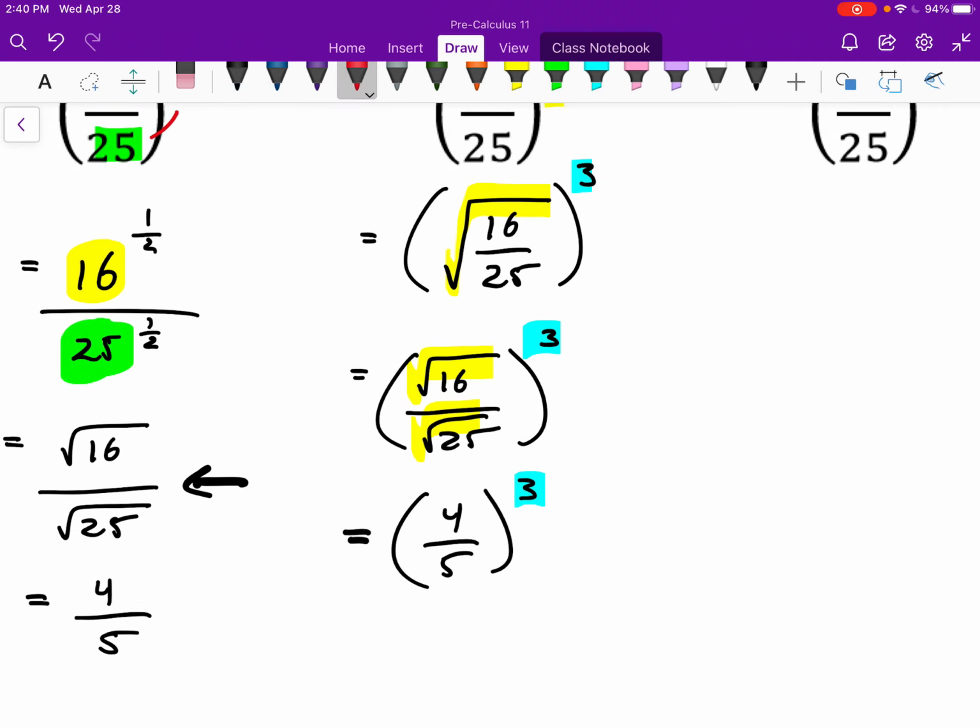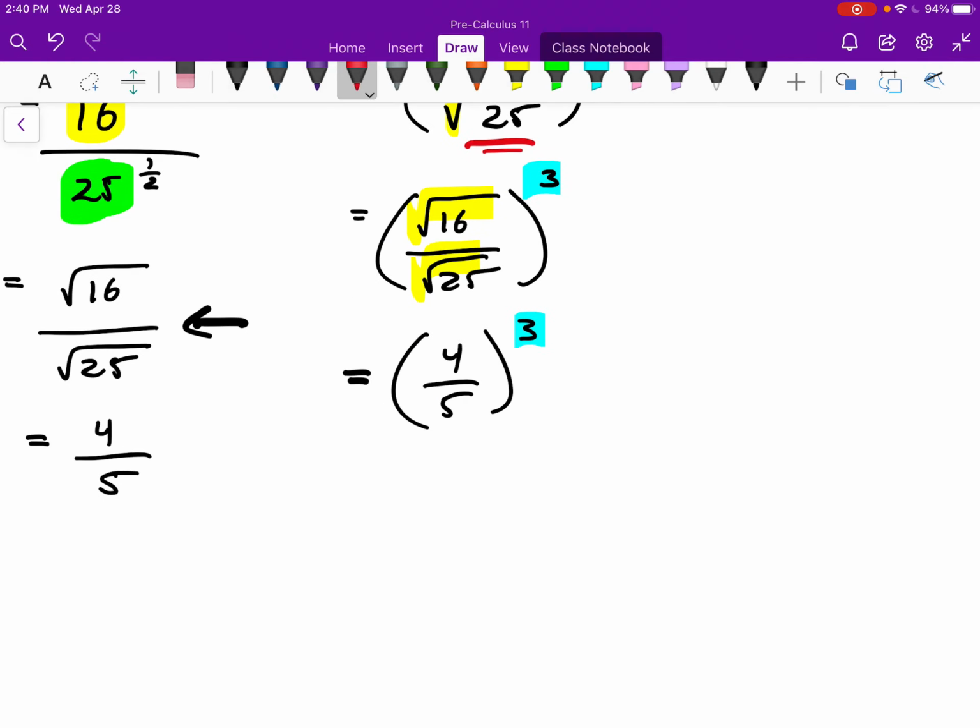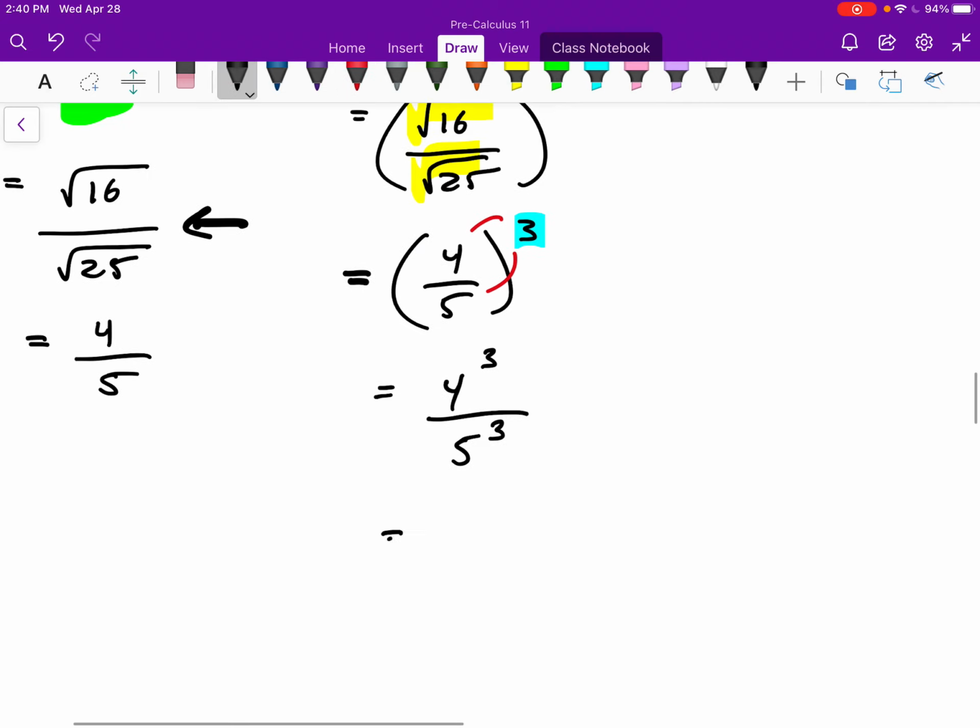And again, ideally, you can kind of see that right here. The square root of 16 over 25, you just think about the square root of the numerator divided by the square root of the denominator, you'll get the same thing. Either way, I now have 4/5 to the power of 3, which is the same as 4 to the power of 3 over 5 to the power of 3. And what is 4 to the power of 3? It's 4 times 4 times 4, which is 64. And 5 to the power of 3 is 5 times 5 times 5, which is 125. And now we're done.